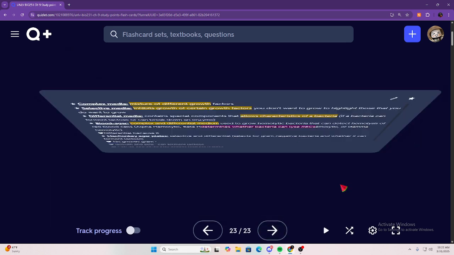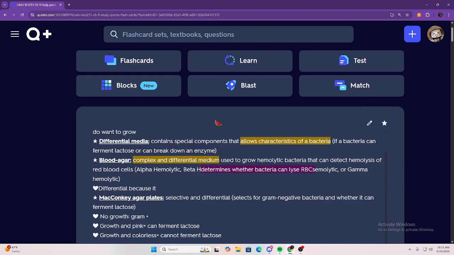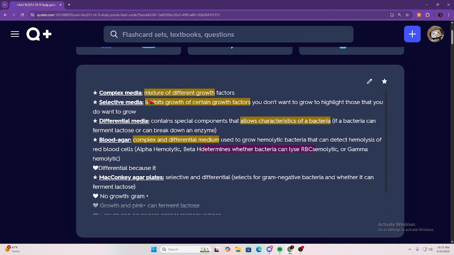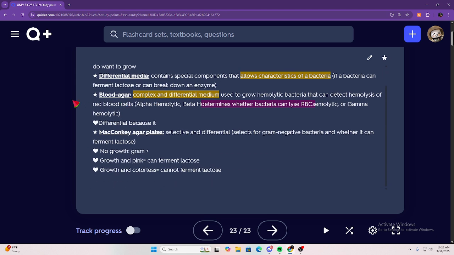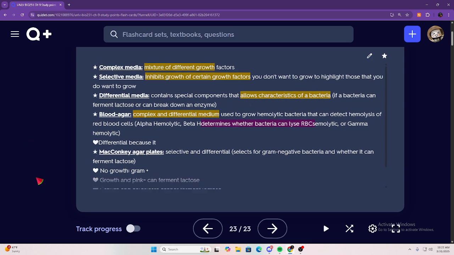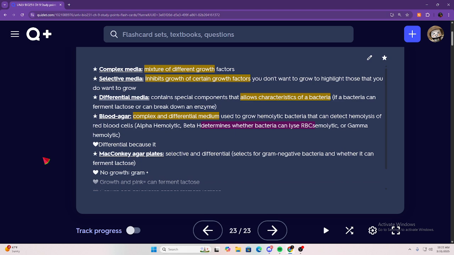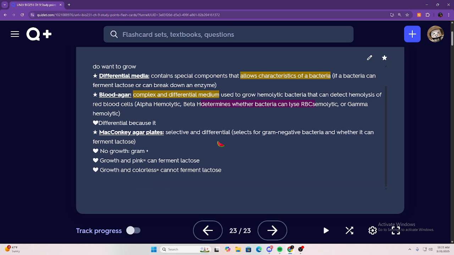And know the different kinds of growth media. This is a long list, but you need to know complex media is basically a mixture of different growth factors. Selective media is where we inhibit growth of certain organisms. And then differential is where we allow characteristics of bacteria to shine. So we find out whether or not it has this characteristic or not. And then blood agar is a complex and differential media that determines whether bacteria can lyse red blood cells.